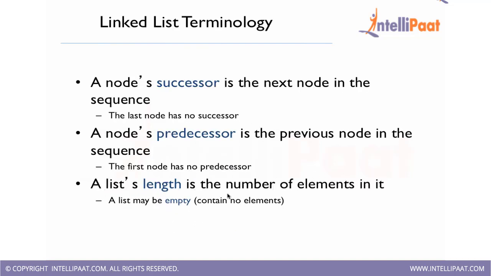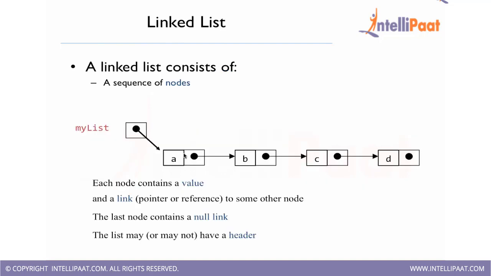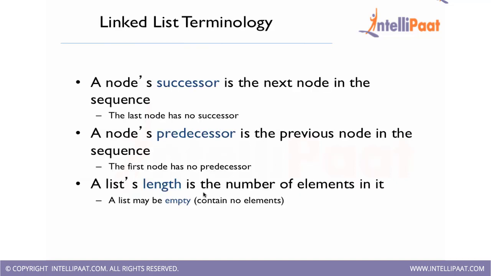The list length is the number of elements in the list. So in this linked list we have 4 nodes, 1, 2, 3, 4. So the length of the linked list is 4. So these are the words we frequently use in a linked list.